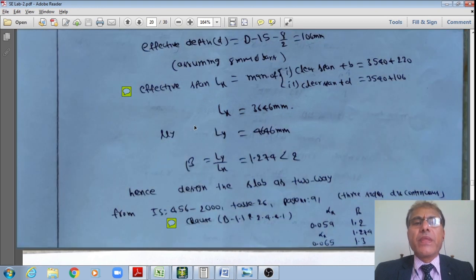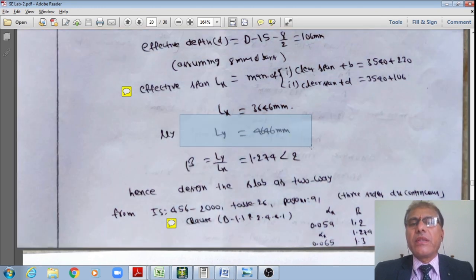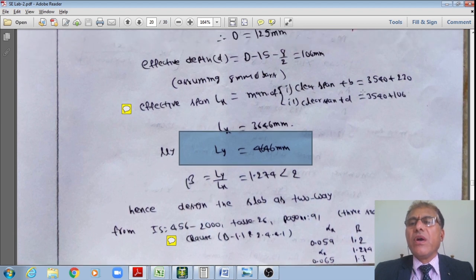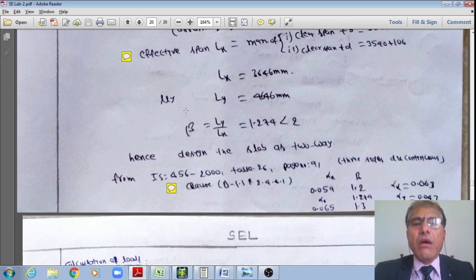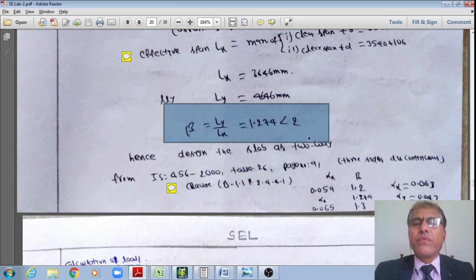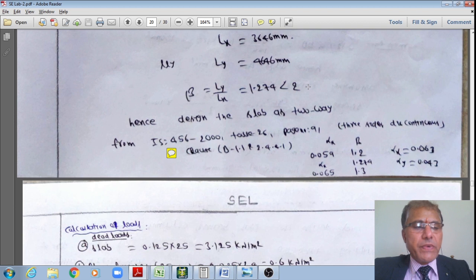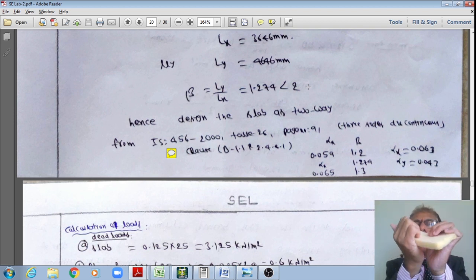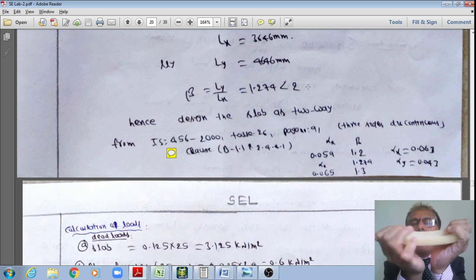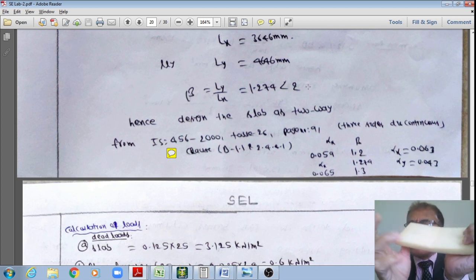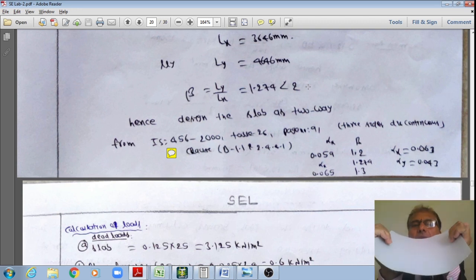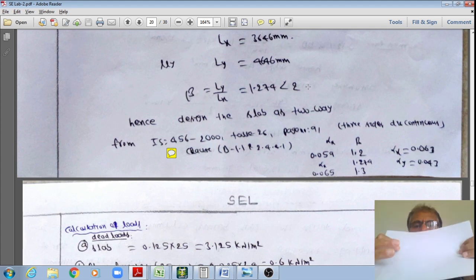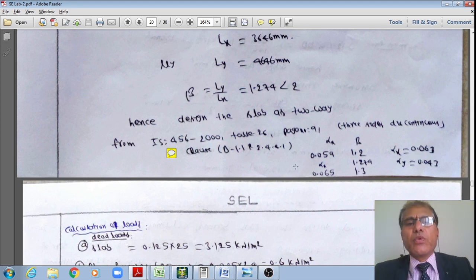And similarly the effective span in the length direction will work out in a similar fashion as 4540 plus 106, or say 4646 mm. Now I'll get the ratio of the longer span to the shorter span. It works out to say 1.274, which is less than 2. Therefore, as it is less than 2, obviously the distribution of the load on the slab is biaxial. Therefore it bends simultaneously in both directions. The biaxial bending of the slab will occur like this, that is, two-way bending.